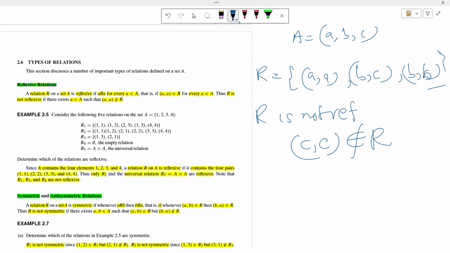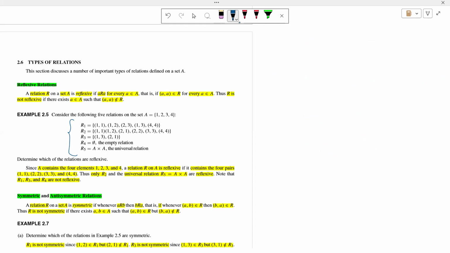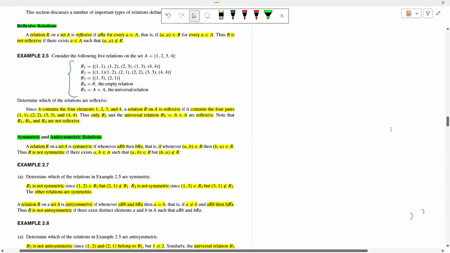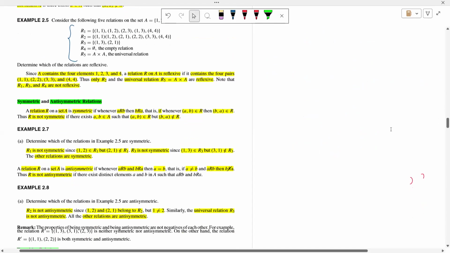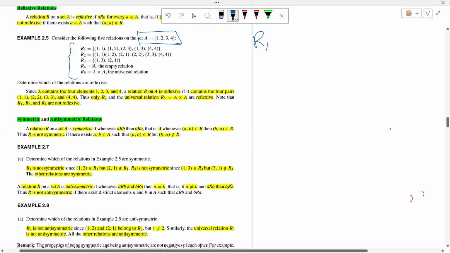Okay. Now we are giving some examples. There are five relations; just tell me one by one. For these five questions, they are giving a set A with 1, 2, 3, 4. So now tell me, what about relation R1?